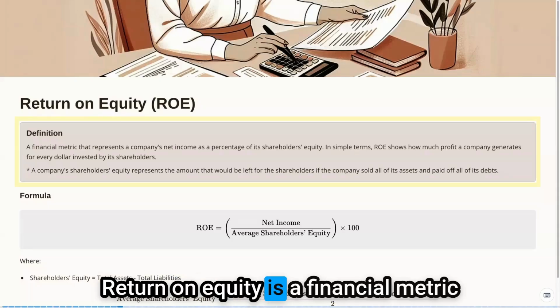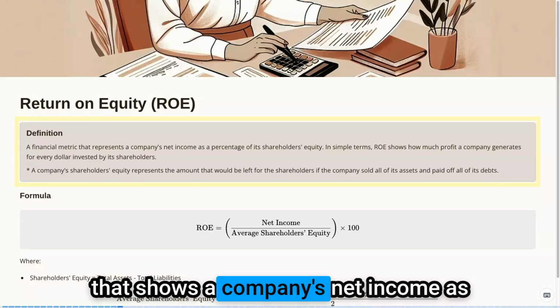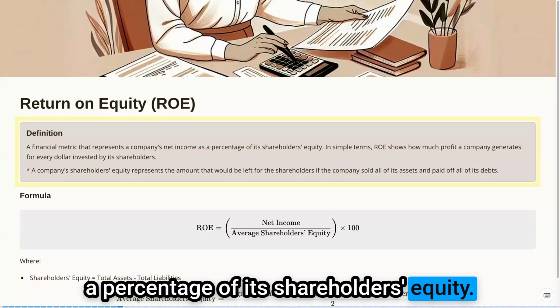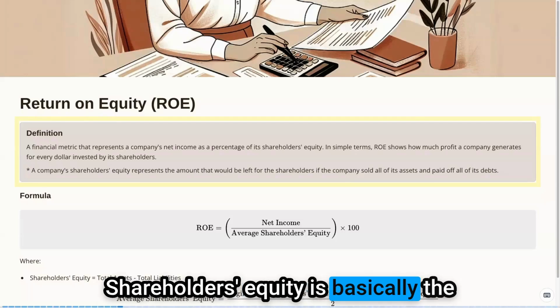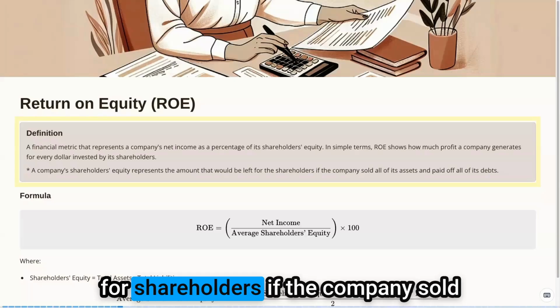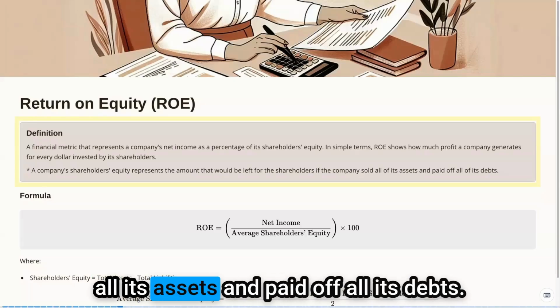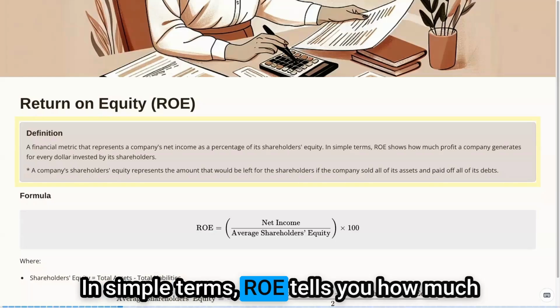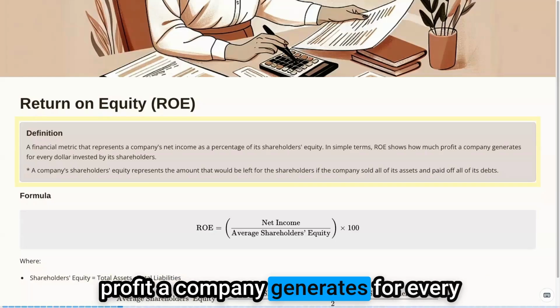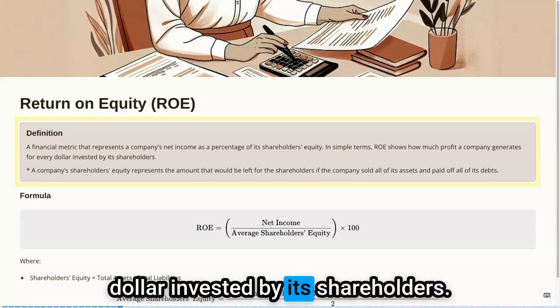Return on equity is a financial metric that shows a company's net income as a percentage of its shareholders' equity. Shareholders' equity is basically the company's net worth. What would be left for shareholders if the company sold all its assets and paid off all its debts? In simple terms, ROE tells you how much profit a company generates for every dollar invested by its shareholders.